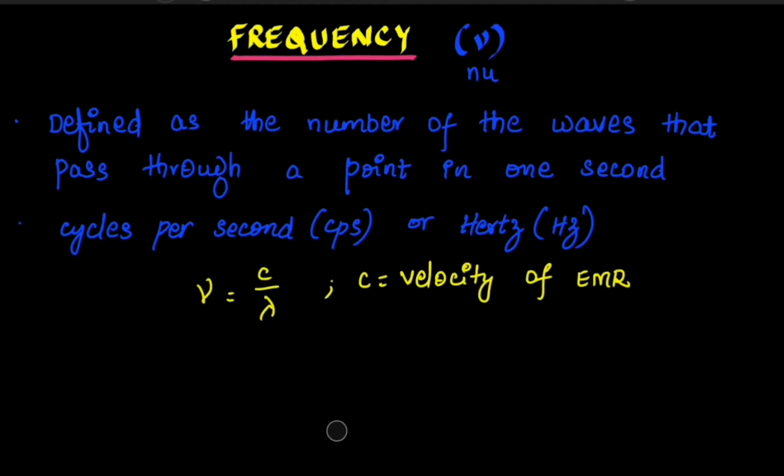Well, the relation between the frequency and wavelength can be given as nu equal to c upon wavelength, or lambda, where c is the velocity of the electromagnetic radiation. So from this relation, it can be seen that these are inverse relations: as frequency increases, wavelength decreases, or if wavelength increases, frequency decreases. So we can conclude that the greater the frequency, the smaller the wavelength, and the converse is also true.